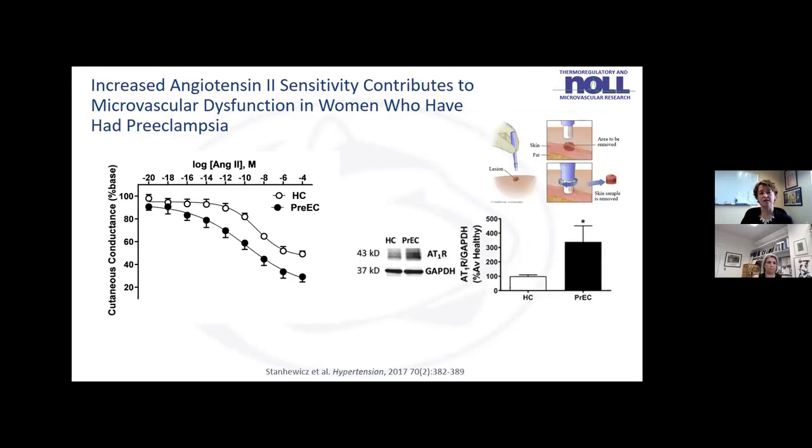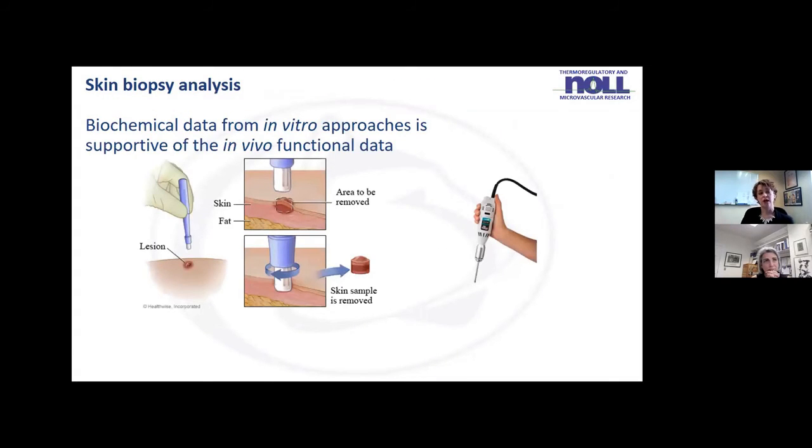We pair this oftentimes with a sampling of skin. So we utilize a skin biopsy approach to get a very small skin bit and then can perform traditional biochemical analyses to look at receptor expression. And in this case, you can see that those who have experienced a preeclamptic pregnancy have an increase in the AT1 receptor expression.